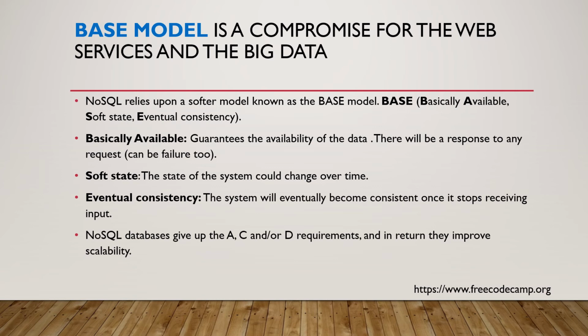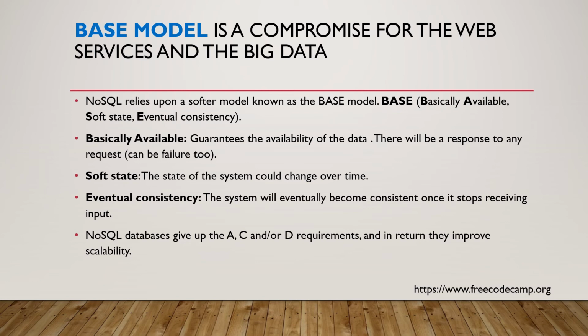Soft state means it is flexible to change over time. That's what soft state means. And eventual consistency means eventually, when the data stream stops, it will become consistent. But we don't have to push that at the time of receiving the data. So the NoSQL databases give up the ACID requirements, and in return they improve scalability. Okay, that is the idea.